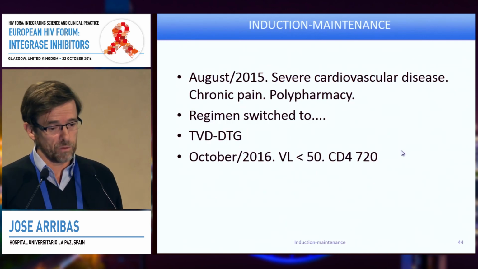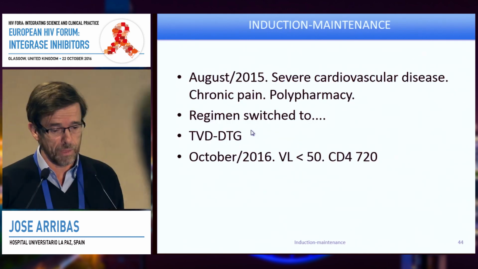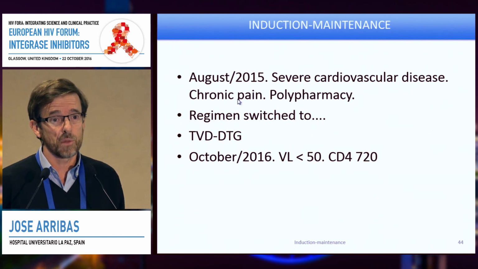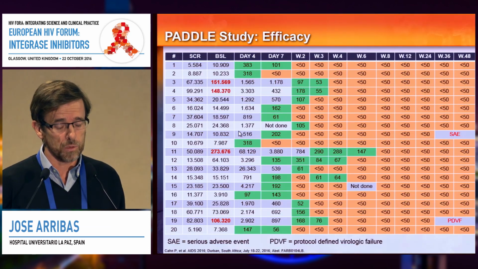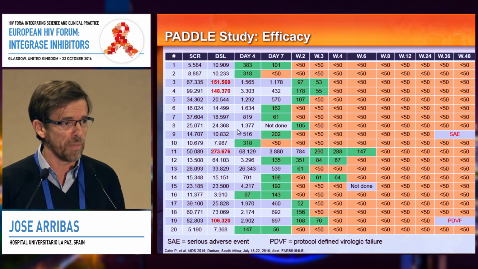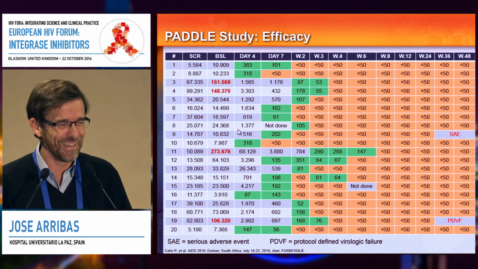Okay, I put the patient on dolutegravir. I saw him actually early this month. Viral load is less than 50, CD4 is 720, so we have this follow-up from August. I was putting here paddle because I always put paddle in all my presentations.